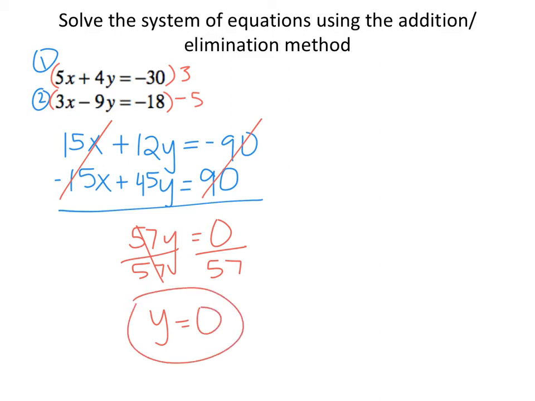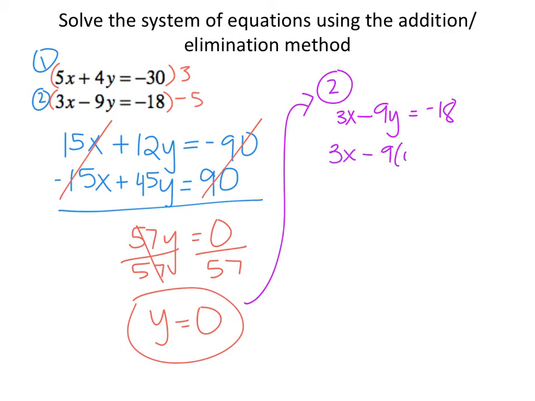Plugging in y is 0 to either of the original equations, I'll just use the second equation right now just because I haven't really used it. So I have 3x minus 9y is equal to negative 18. Subbing in 0 for y, I have 3x minus 9 times 0 is equal to negative 18. 9 times 0 is just 0. So 3x is equal to negative 18. Dividing by 3, I'm left with x is equal to negative 6.